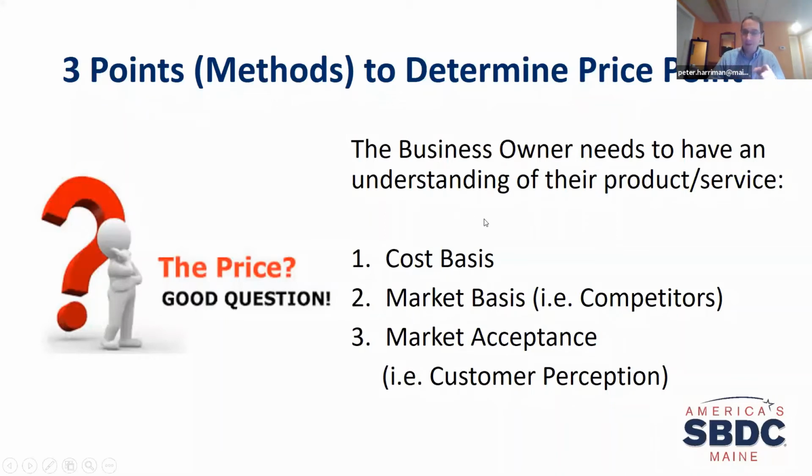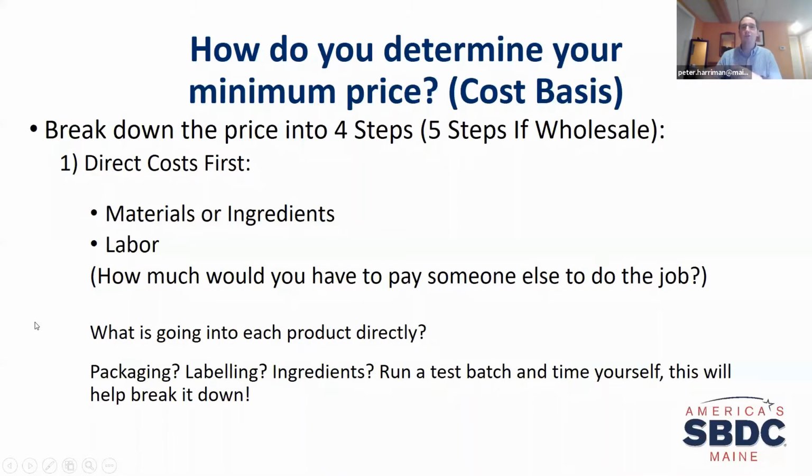As I said, we're gonna spend most of our time though on this cost basis. So how do you determine your minimum price, the cost basis? We're gonna break this down into 4 steps. And technically there's 5 steps if you're wholesale, and we'll get to that. But the first step in understanding the cost basis is understanding what is my direct cost?